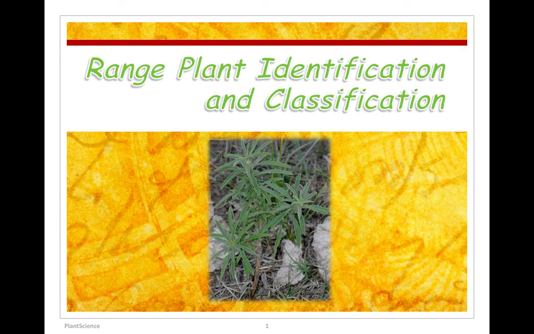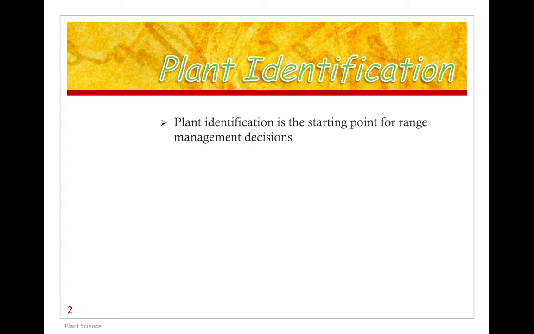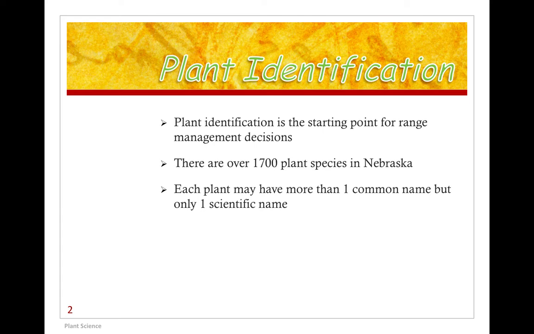This presentation is an introduction to range plant identification and classification. Plant identification is the starting point for range management decisions. In Nebraska, there are more than 1,700 plant species native to the state. For each plant, there may be more than one common name, but there will only be one scientific name. For this class, we will be learning the common names.